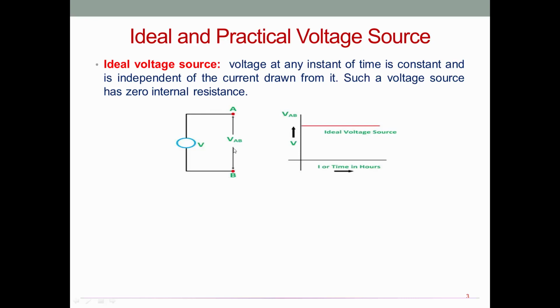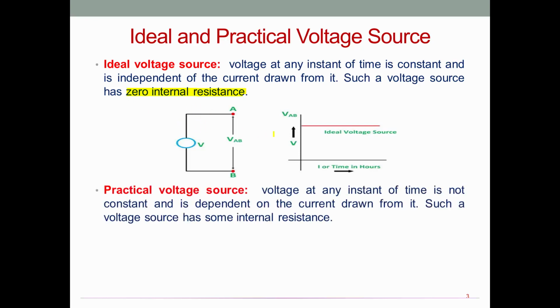I am measuring a voltage VAB, that is, between A and B the voltage is measured, which is the same as V. When you go for pictorial representation, your V as well as VAB are both the same. Irrespective of the current drawn from the supply, it maintains constant voltage. That is what an ideal voltage source is all about, because of zero internal resistance. A voltage source is always with a series resistance that has zero value in this ideal case.